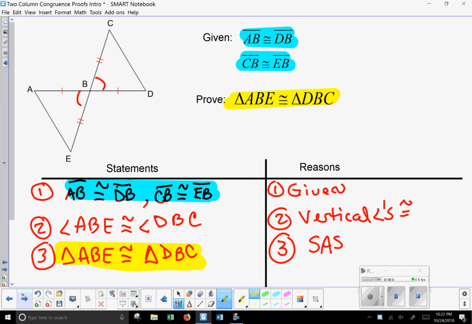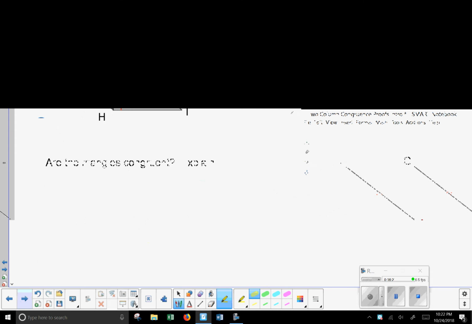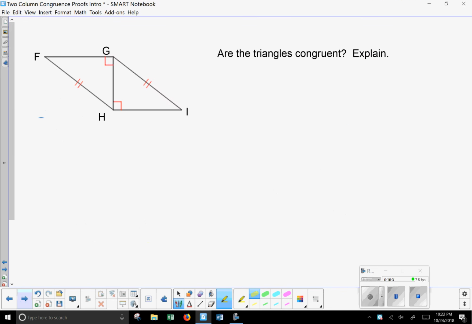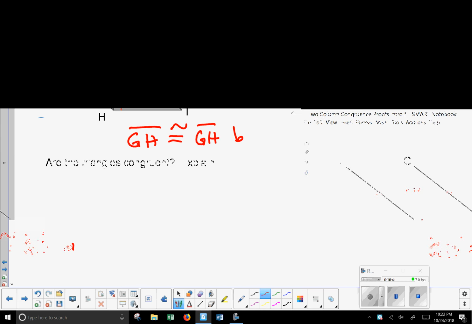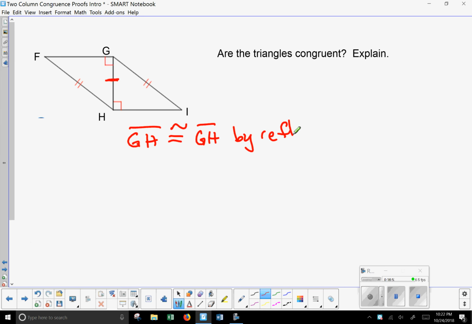Okay, let's look at another. Are these triangles congruent? Well, do you notice anything that is congruent in these triangles? I do. They have a shared side right here in the middle. When we have a shared side, I know that that shared side has to be congruent to itself by reflexive.